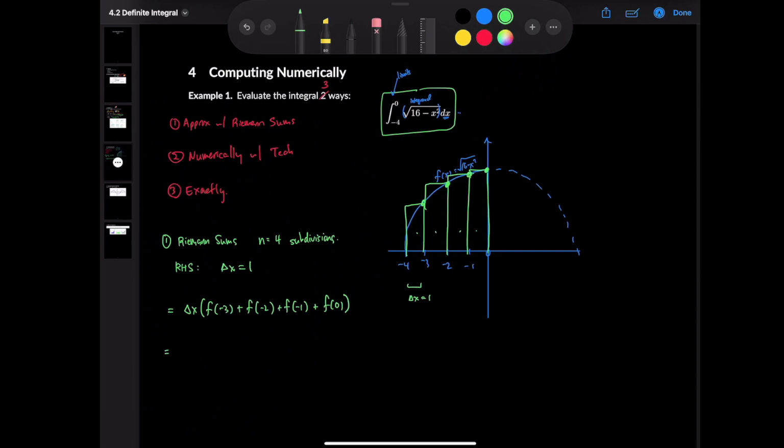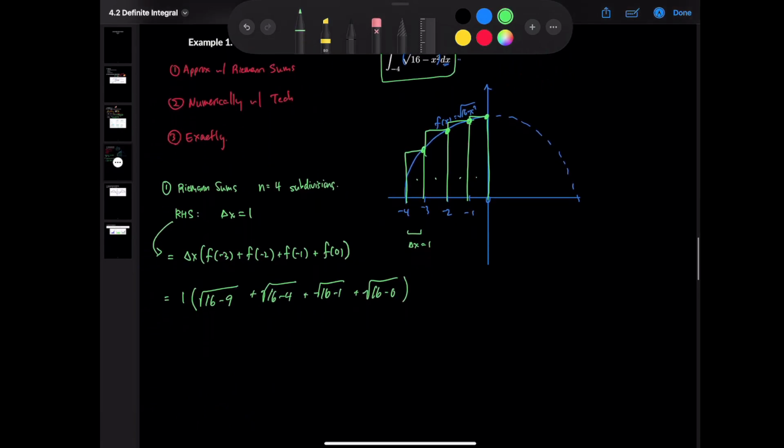And so this right-hand sum we know is 1 times, well, f of -3 is really radical 16 minus 9, right? Plus f of -2 is the square root of 16 minus 4. Plus square root of 16 minus 1. Plus the square root of 16 minus 0. Now I had this in brackets. I'm just going to drop that and do it like this.